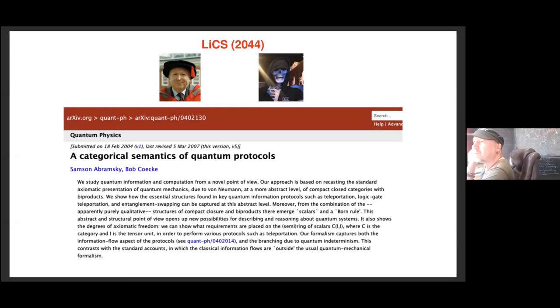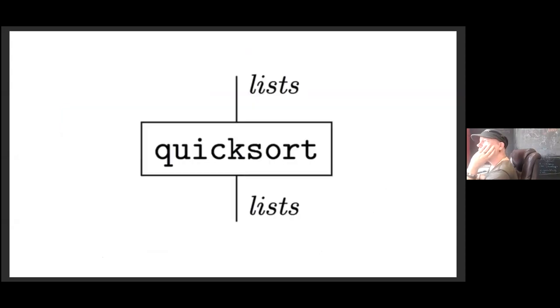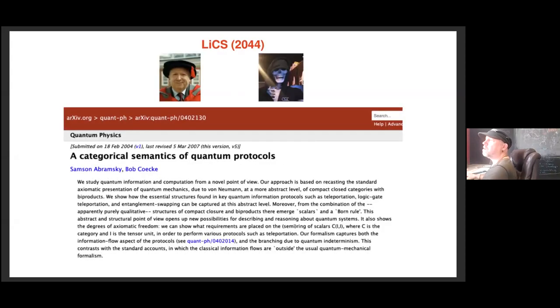So the program started in 2004 with a paper with Samson Abramsky and myself at LIX, called The Categorical Semantics of Quantum Protocols. I'm now going to give a modern version. If you read that paper, you need to know a hell of a lot of category theory to be able to read it, because there were very few pictures. So over the years, we moved away from categorical formulations of compositionality to purely diagrammatic ones. That's the story I'm going to tell now.